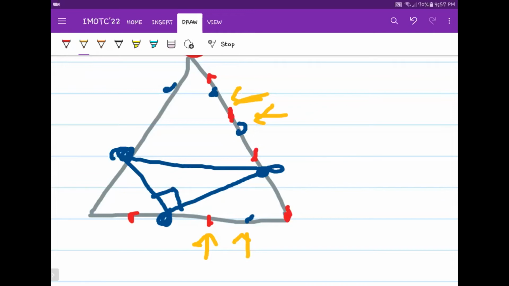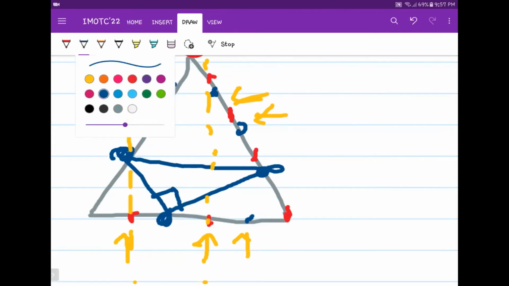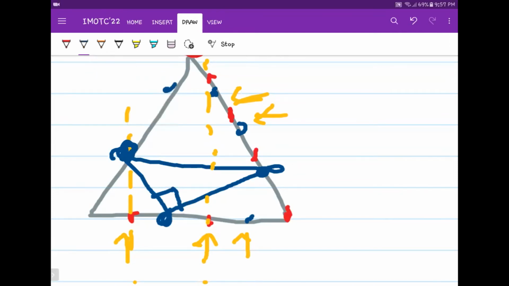What should I do next? On the bottom side, you have two points of color red. Now if I draw a vertical on either of them, it'll intersect the triangle at some other point. How shall I draw the line? Perpendicular to the side. And then that must be blue. Both of those must be blue. And we have that for all the points on it. This is blue, this is blue.